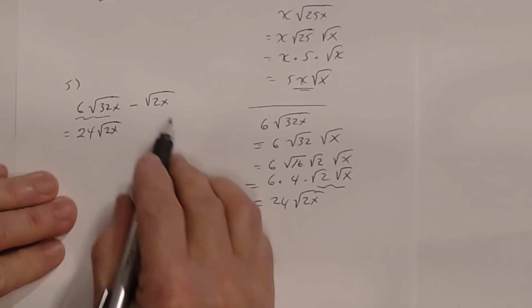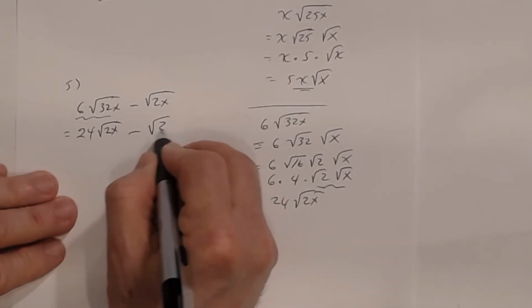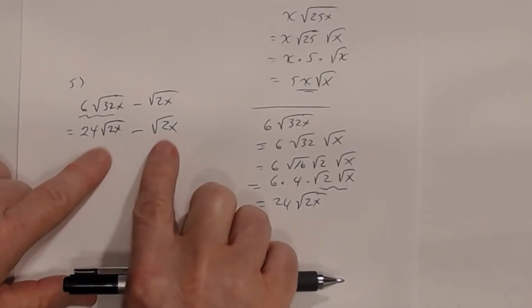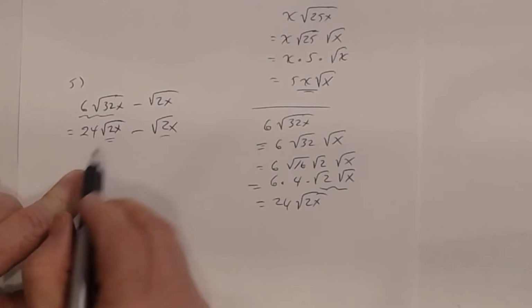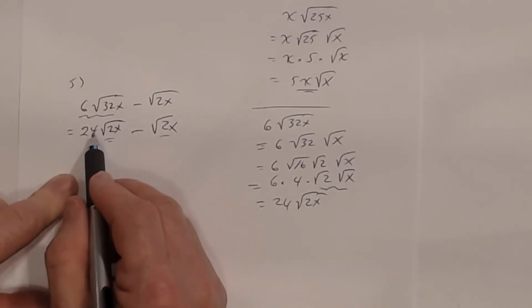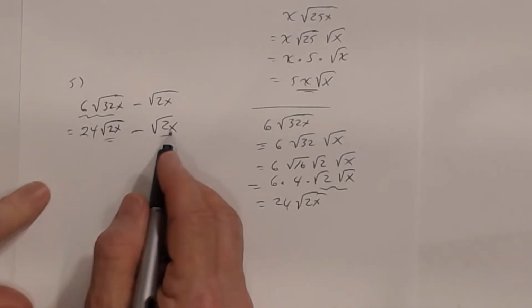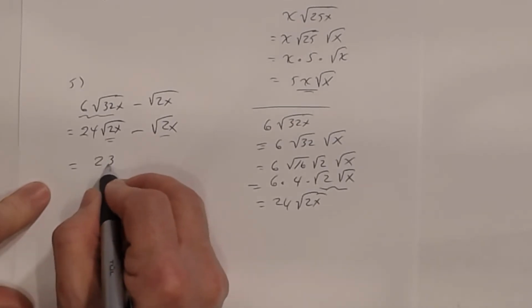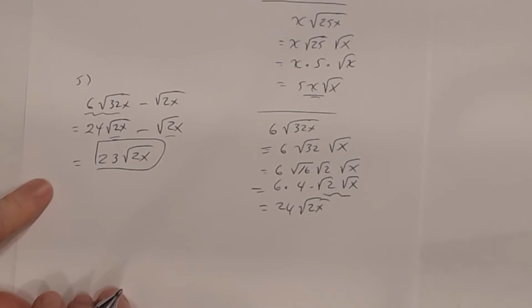Okay? And then here you have the square root of 2x, which you know you cannot simplify. So minus the square root of 2x. Notice again, those are like terms, aren't they? Square root of 2x, square root of 2x. You have 24 here. You have a negative 1 here. 24 square root of 2x minus 1 square root of 2x will give you 23 square root of 2x. All right, so that's number 5. So let's look at number 6.